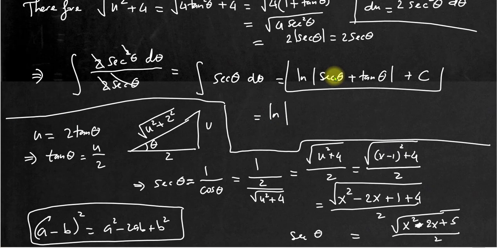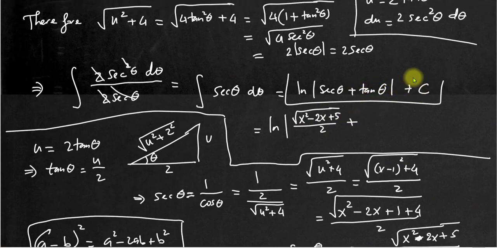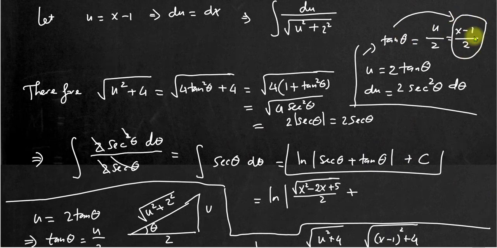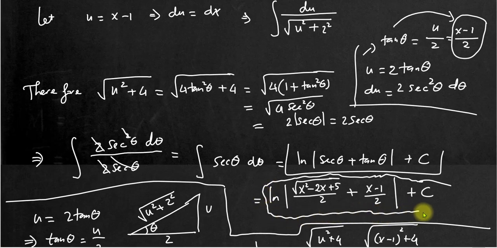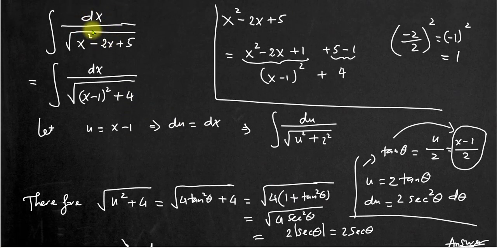So I have ln and secant of theta, which is the whole expression here, the square root of x squared minus 2x plus 5 divided by 2, plus tangent of theta, and tangent of theta is this expression right here in terms of x, x minus 1 divided by 2, and then plus c at the end. So this is the final answer. This is the answer for this original integral.